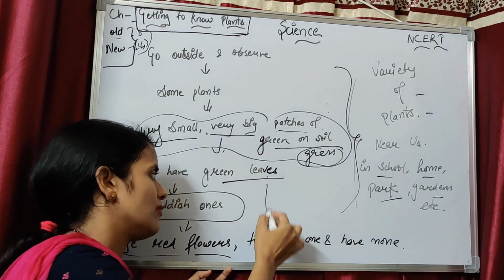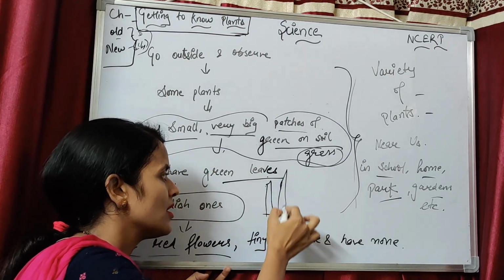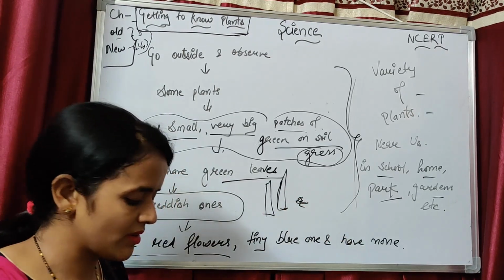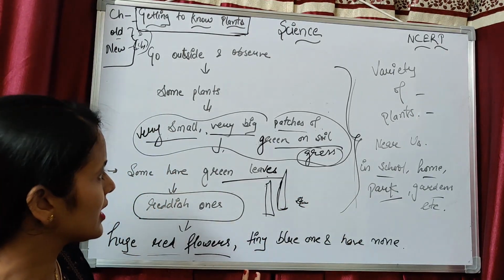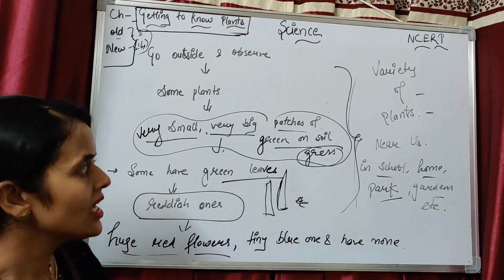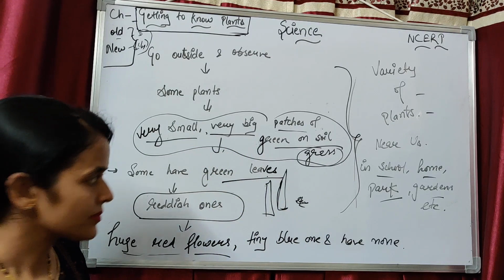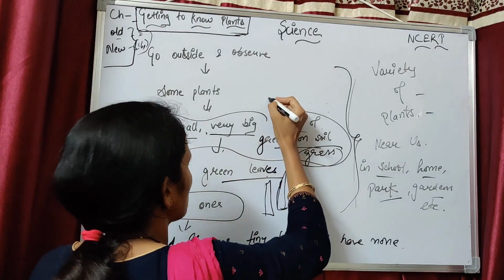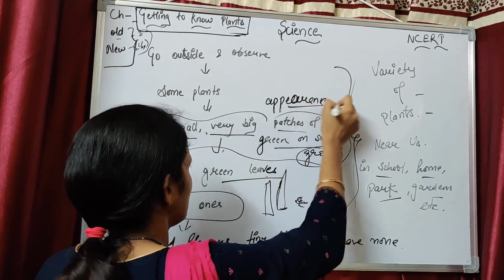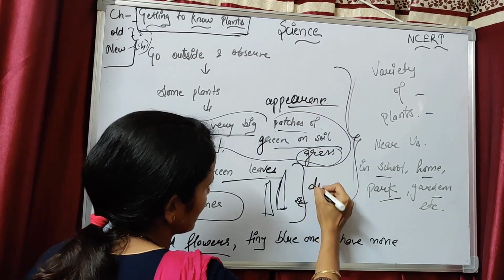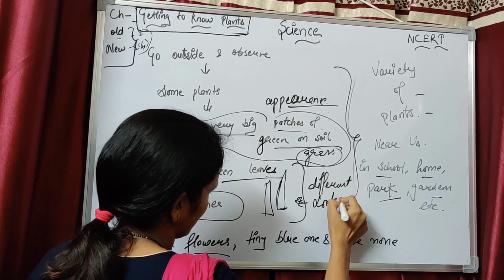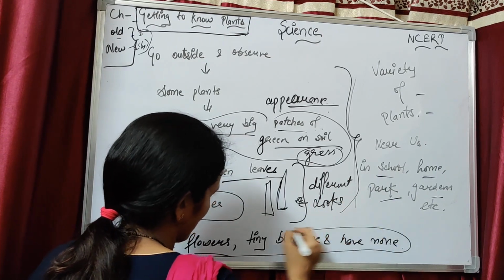Neem plant, big. Ashoka plant, big. But there are also smaller ones like herbs. Further we will study these things. Up to here, clear? These are the varieties of plants: different sizes, different flowers, different leaves, different appearance, different looks of leaves, and different flowers.